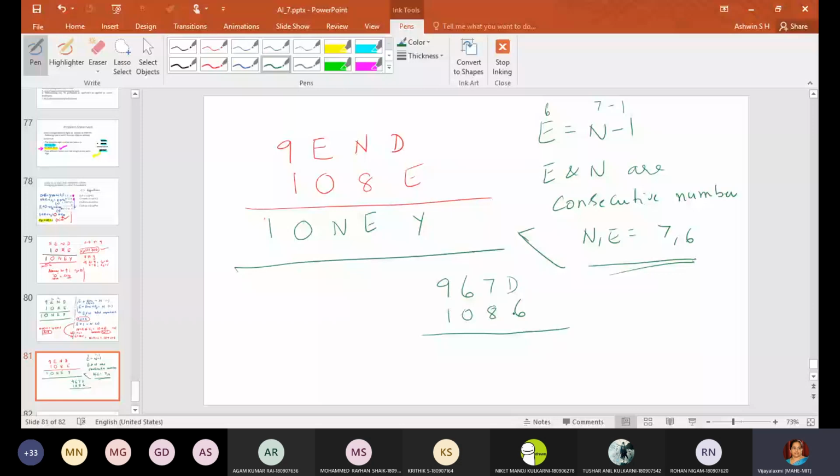Even if there is no carry here, this will be Y. It is not satisfying, right? We have assumed 6 and 7 for N and E, and calculated from this, so it is not satisfying. So now what you do? Next assumption, you make 6 and 5. Consider 6 and 5 as the N and E values.